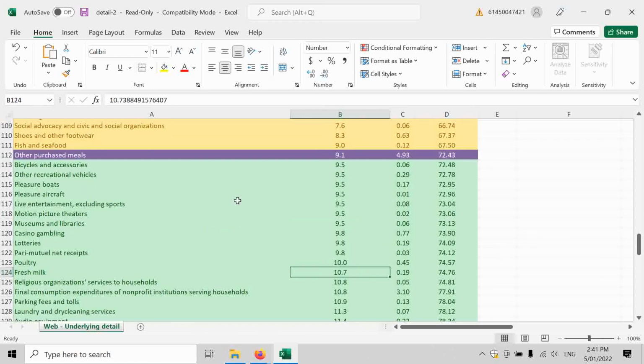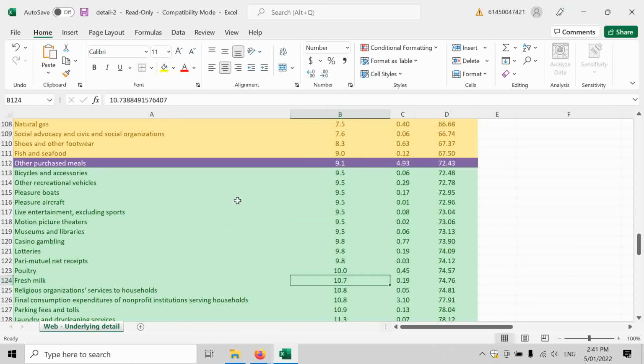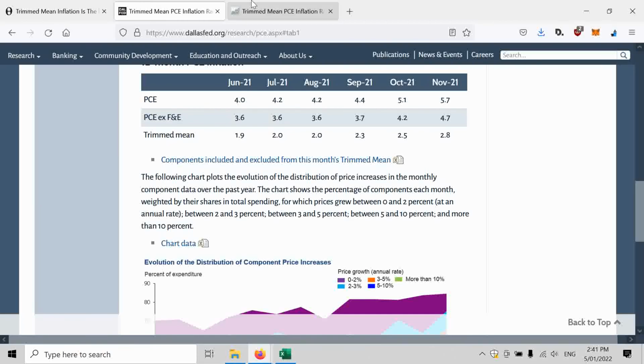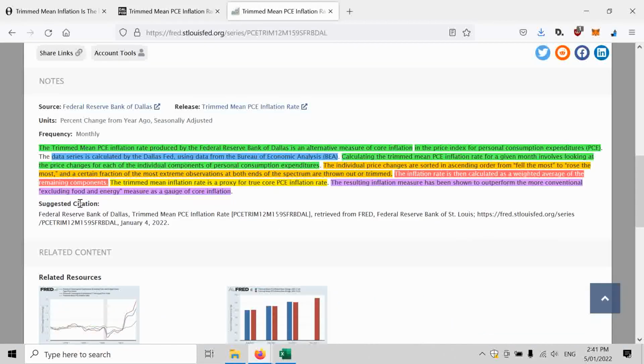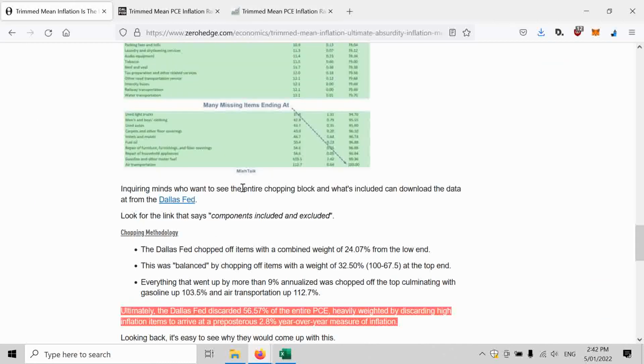So all these things we consume every day in our life, and these are all food and energy items I just went through, and they are excluded from the calculation. So I'm not sure where they are coming up with the statements that conventional measures were the ones excluding food and energy. That's not the case. Even this one is excluding.